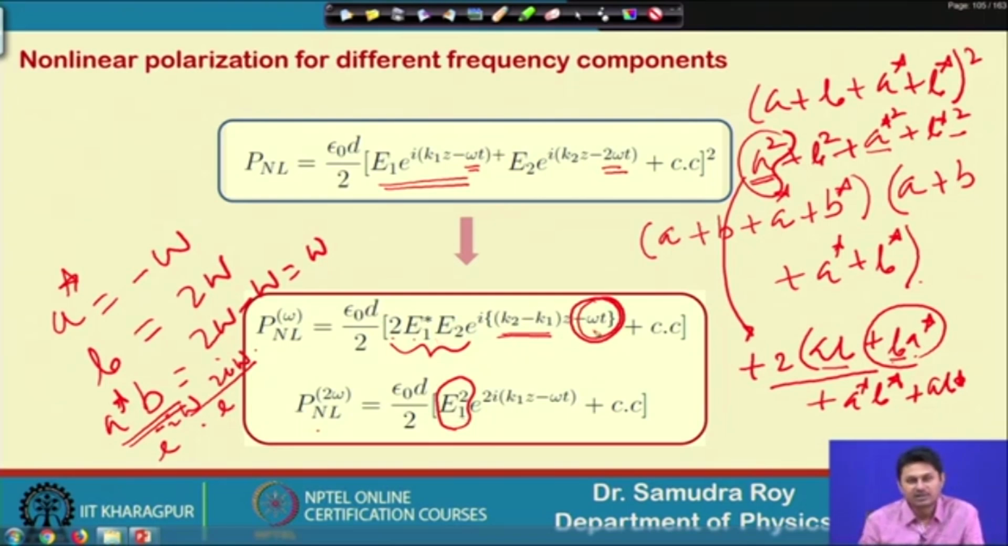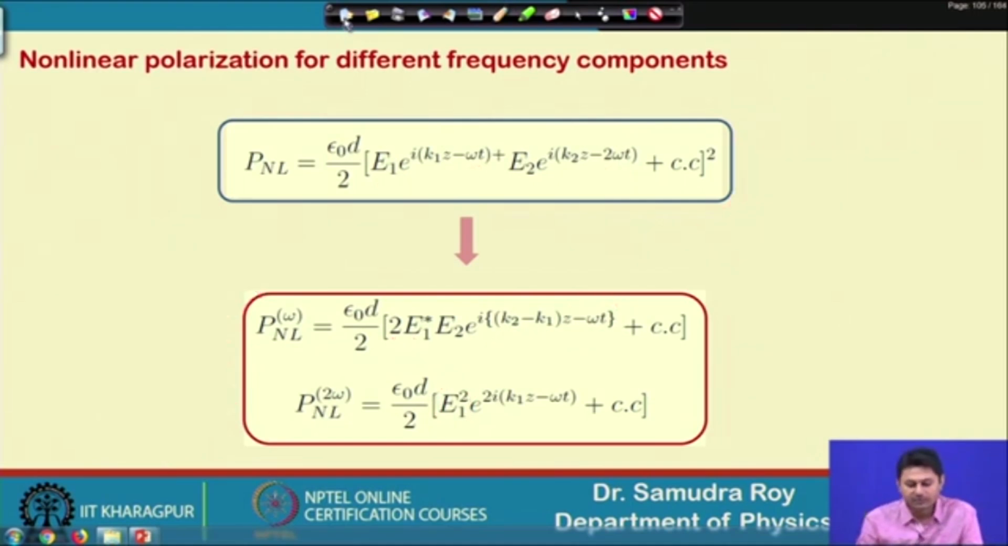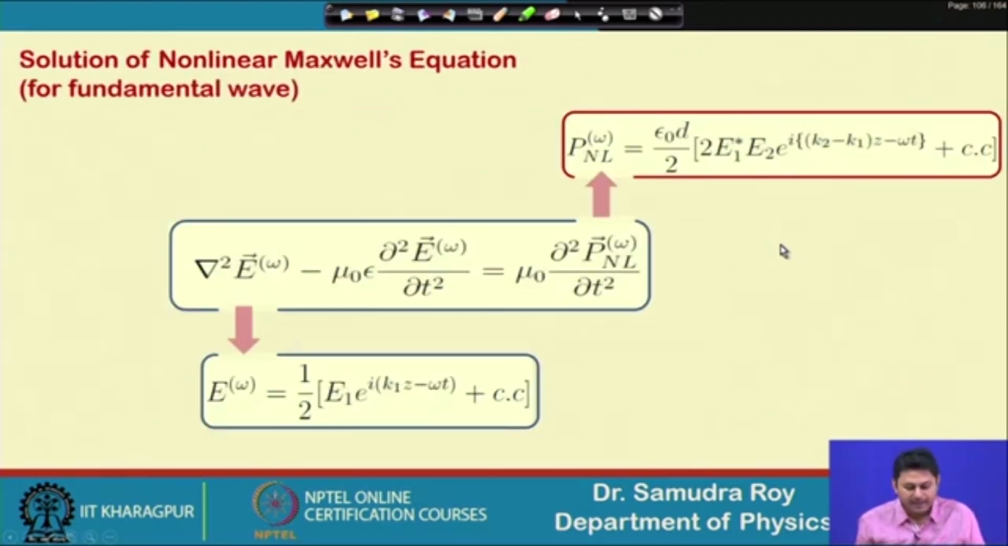So, this exponential term basically gives you the frequency components, and when we have all the frequency components, I can determine what is my P nonlinear 2 omega and what is my P nonlinear omega. So, now we have all the information in our hands. So, we are in a position to solve the Maxwell's equation, because the P nonlinear term and the electric field term both are there. The solution of the Maxwell's equation for fundamental waves.